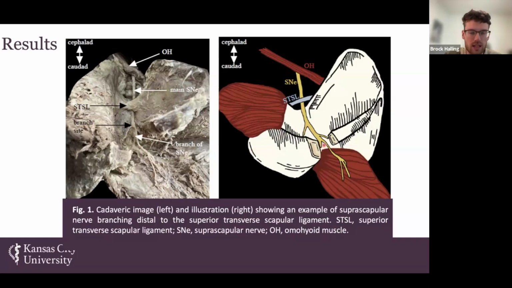Not depicted in this are the smaller sensory branches that would continue both here and then down in infraspinatus toward the joint to provide sensory innervation for the joint. In addition, just to give you a visualization, we broke the notch into thirds, which we labeled as a medial third, middle third, and lateral third. And we categorized the nerve course through each of those thirds.